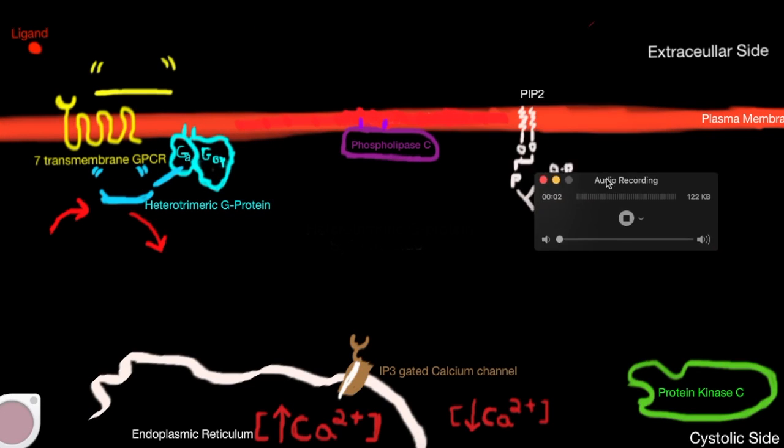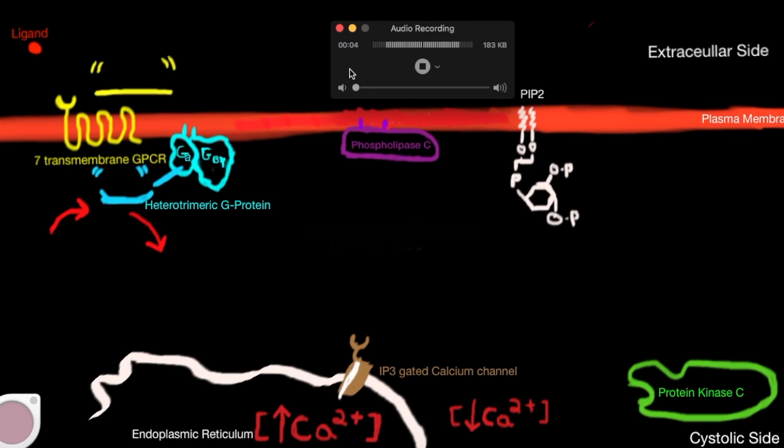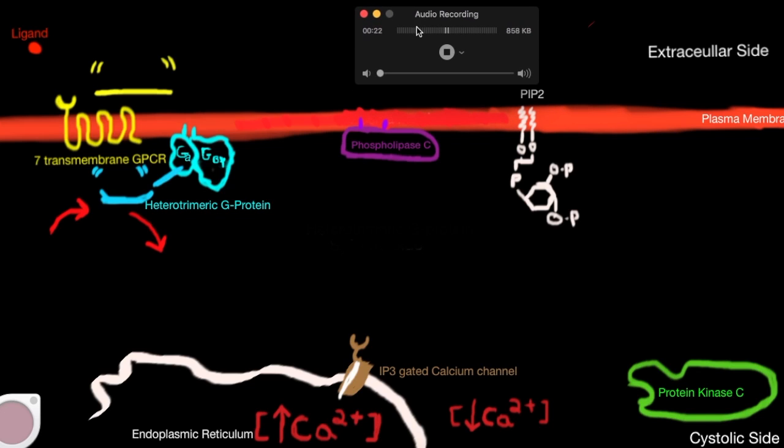Hey, so for this learning module, we're going to be talking about the 7-transmembrane GPCR and the heterotrimeric G protein that it activates, and we're going to go through this signal cascade with protein kinase C being its target. And we're going to do that by explaining the steps and amplification steps throughout this whole process. So let's begin.